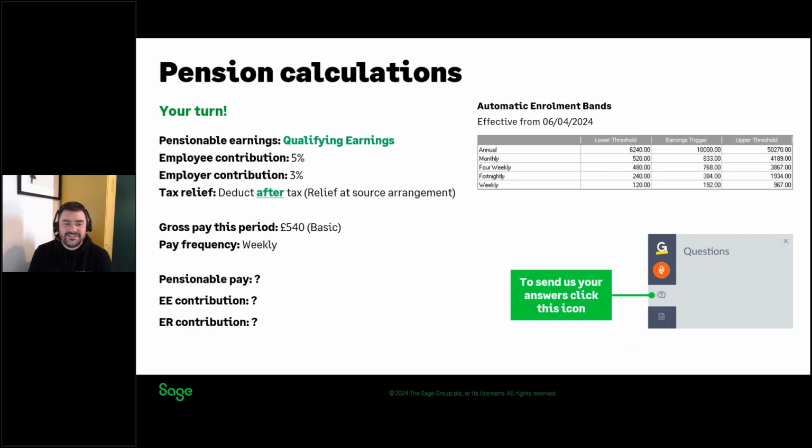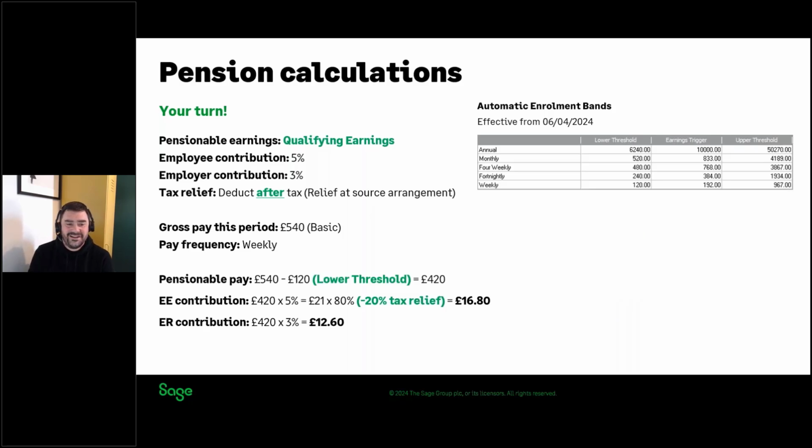Great, so we've got some answers coming through and I'm delighted to see that most of them look to be the correct answer. So if you're still working it out, do carry on, but I'm going to work through the solution to this one for you on screen. So pensionable earnings in this case is deducting the lower threshold for weekly paid employees. So £420 is your pensionable pay, which I think pretty much everyone has got.